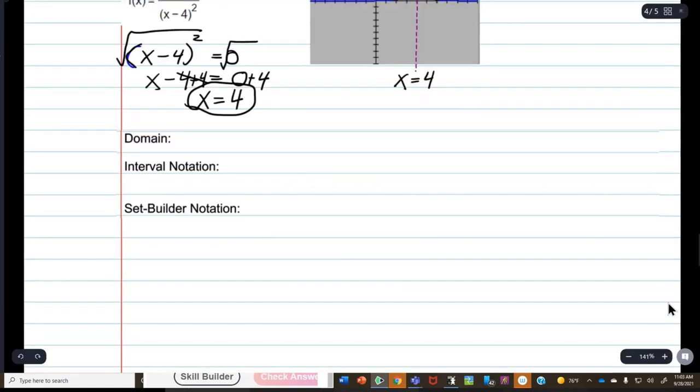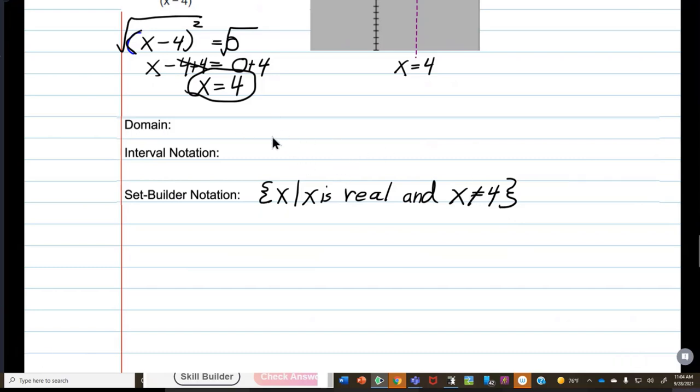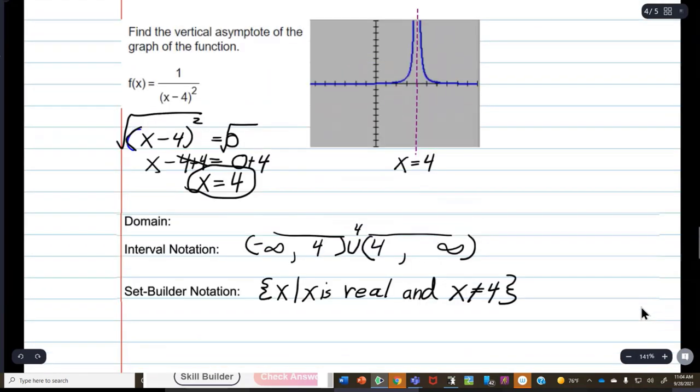And for the domain, well, let's do this. All x such that x is real, and x cannot equal 4. Very important. And up here, since 4 is our castaway number, we're going to use all the numbers on the left of 4 and all the numbers on the right of 4, and a union goes where 4 is. Negative infinity to the left side of 4, the right side of 4 to positive infinity.